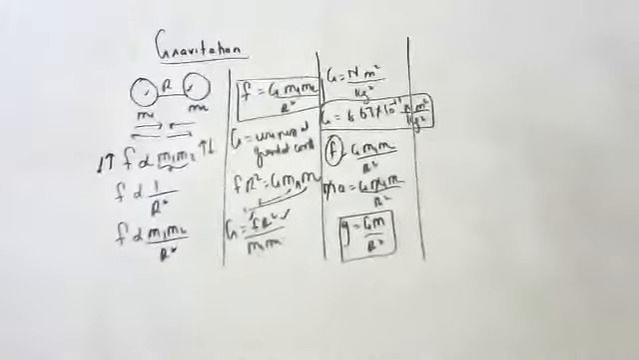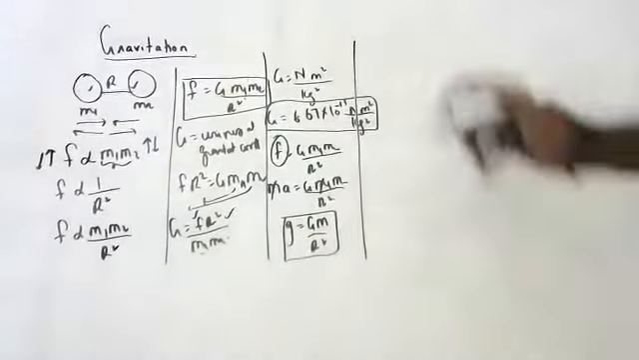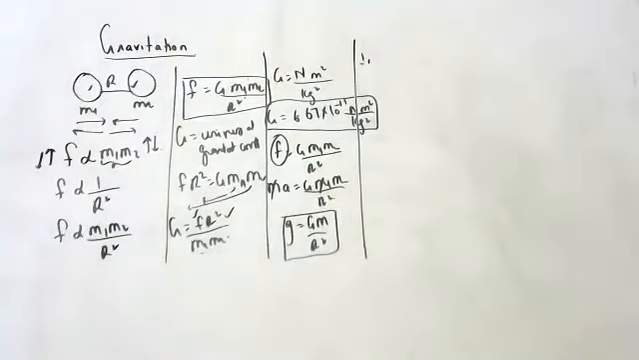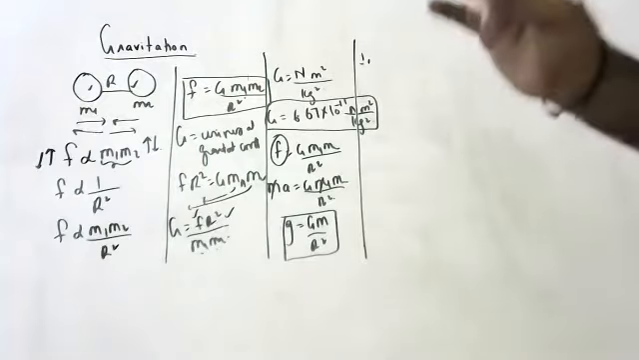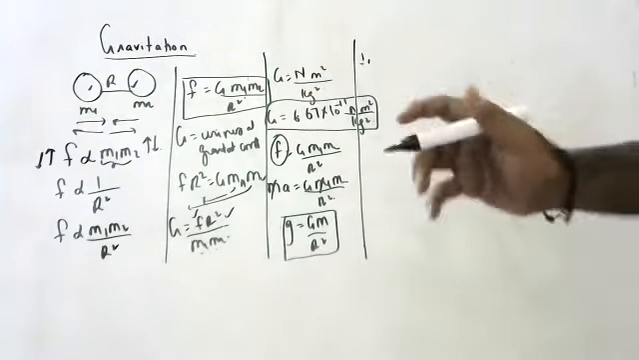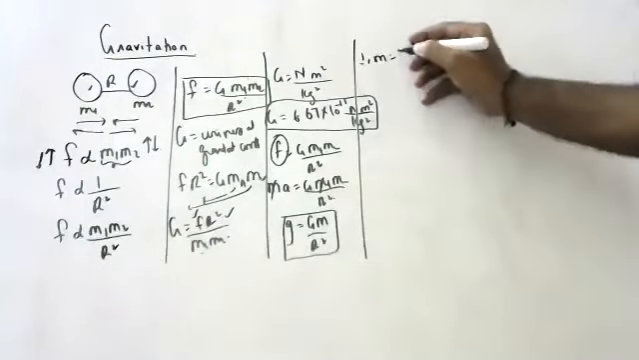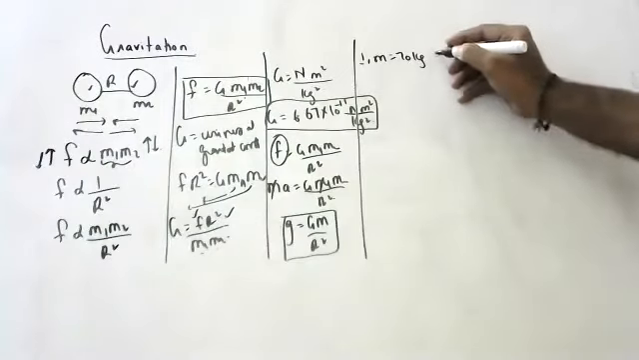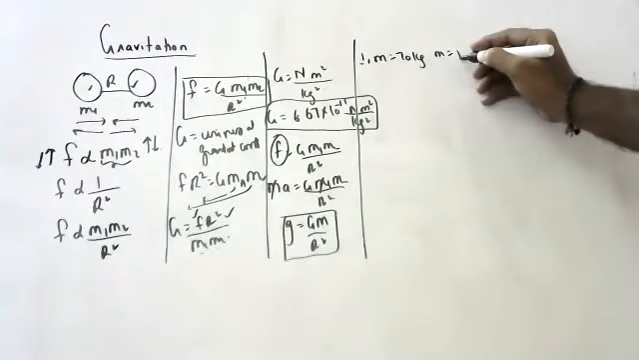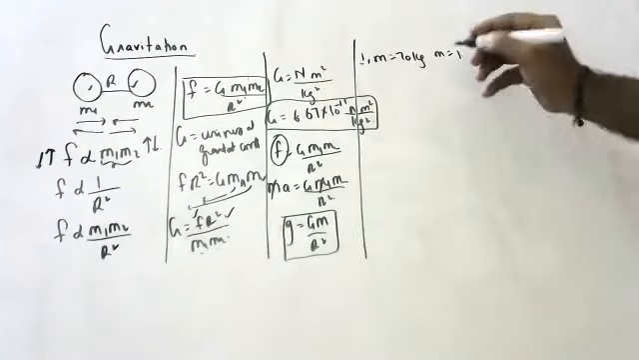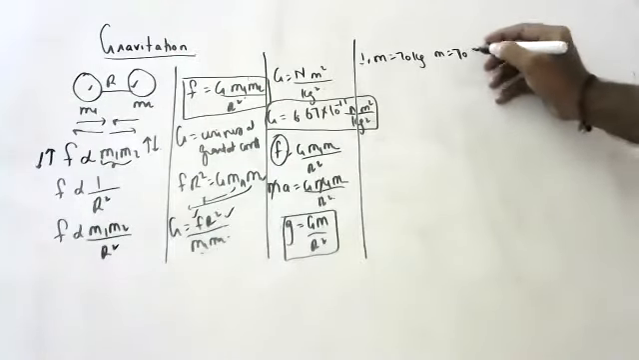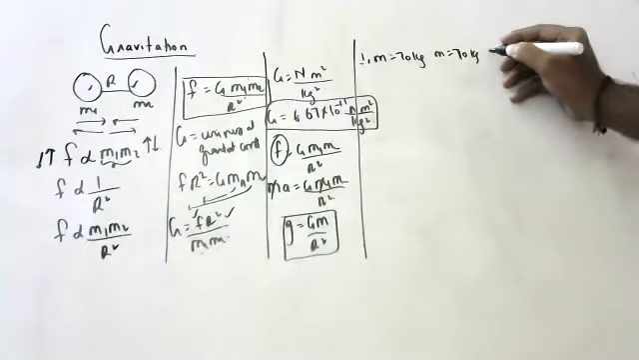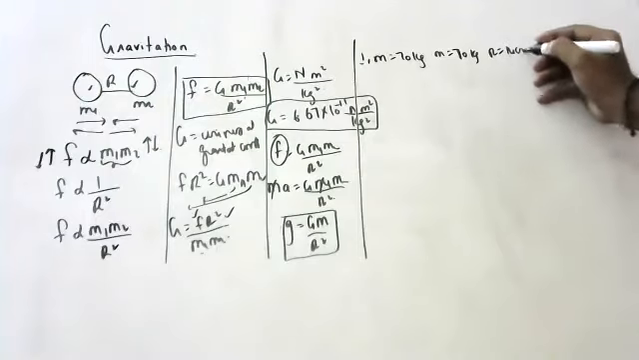Based on this, we'll do some small numericals, then you'll understand how to do the sums. First question, children. If you know, you can tell me the answer. Find the force of gravitation between two bodies, each of mass 70 kg, separated by a distance of 14 centimeters.